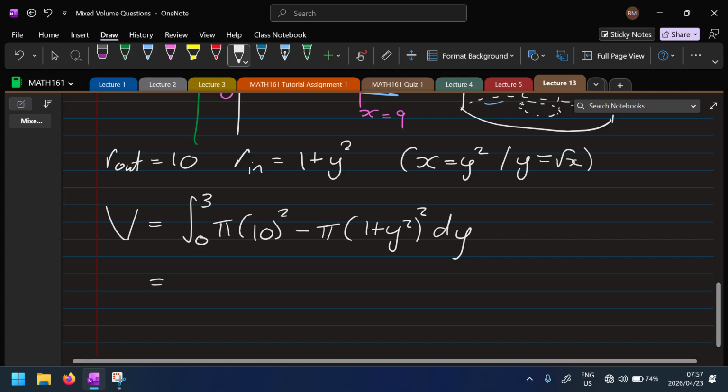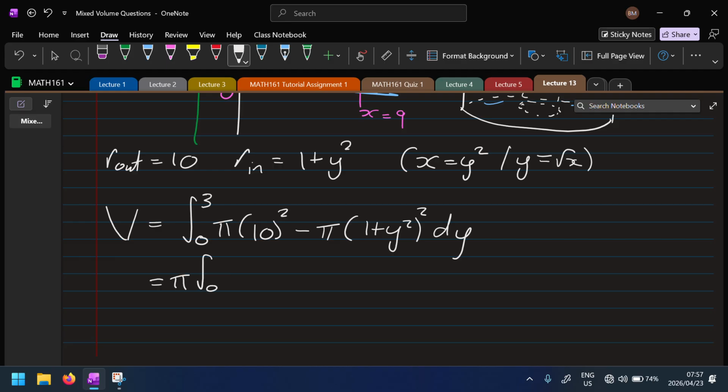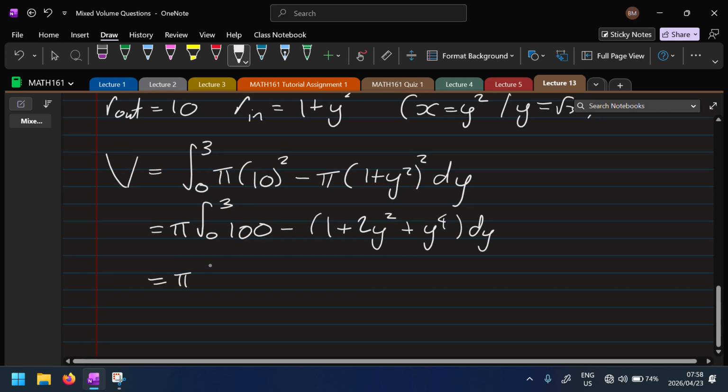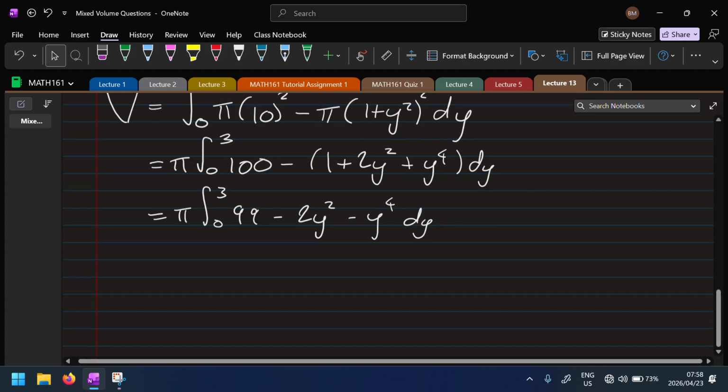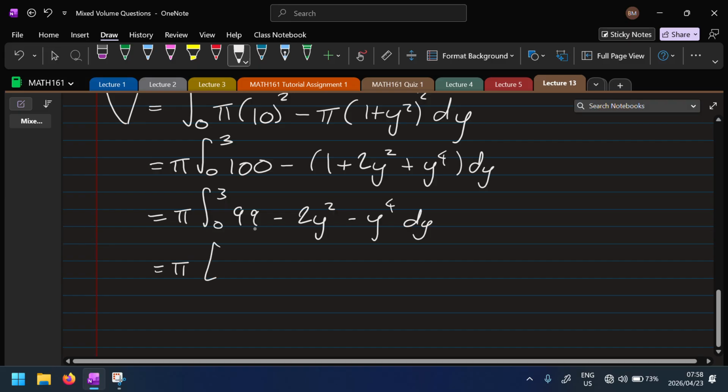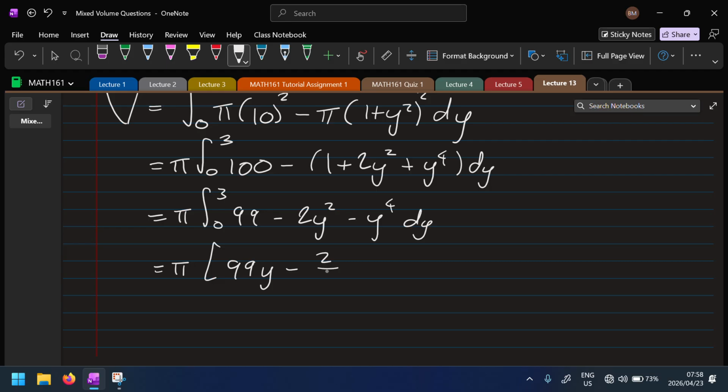So we have pi common to both, so we can take that out. Integral from 0 to 3. We've got 10 squared, we can just put 100 there, minus 1 plus 2y squared plus y to the 4. That will be pi, integral from 0 to 3, 100 minus 1 will be 99, minus 2y squared minus y to the 4. Okay, so there'll be pi times 99y minus 2/3 y cubed minus 1/5 y to the 5, from 0 to 3.